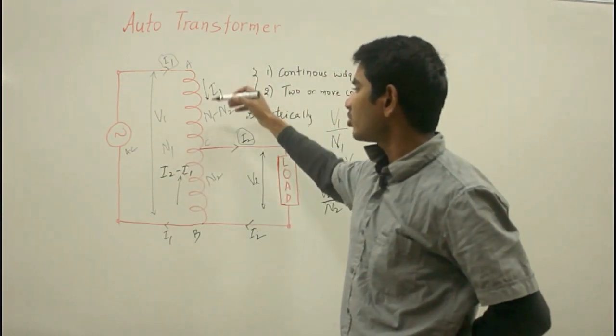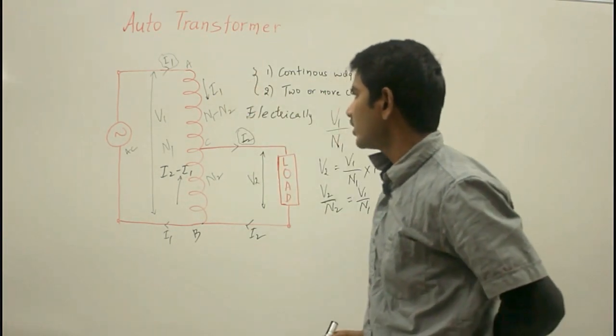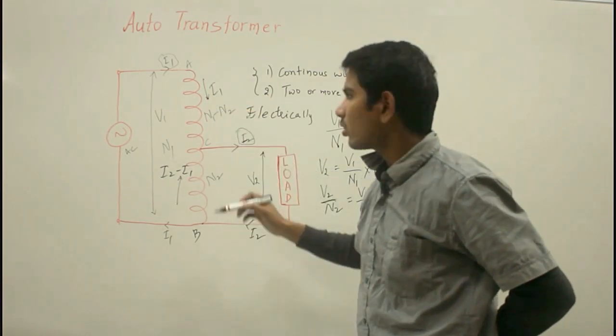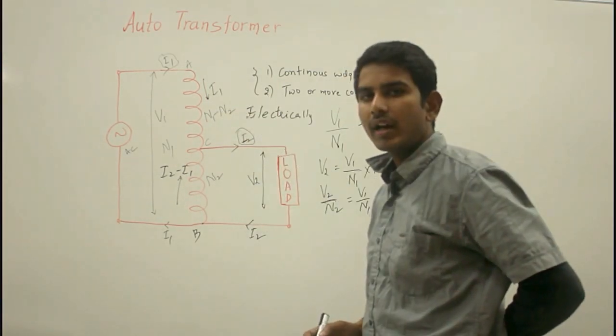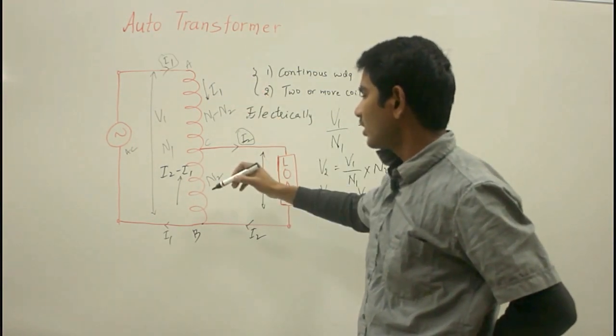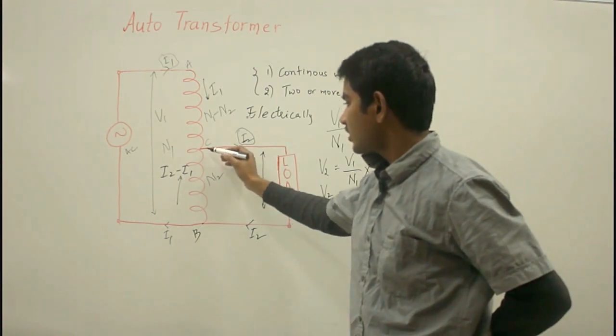is applied to the primary winding of AB section, then a flux is set up in the laminated core of this auto transformer, and as a result an induced EMF is seen in this winding, and a part of this induced EMF is taken into your secondary winding.